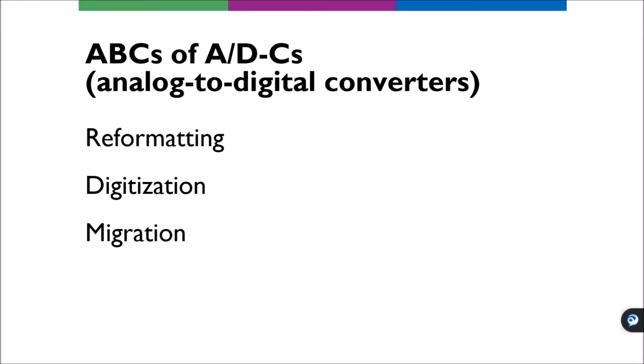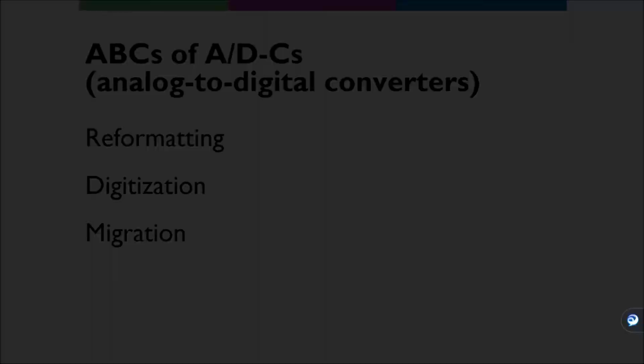Next is migration, which is also a type of reformatting, but it's more often used for reformatting something in a digital format to a different digital format or carrier. This can be transformative, such as migrating to a new file format, or non-transformative, when the bits are kept intact but just moved to a different carrier.